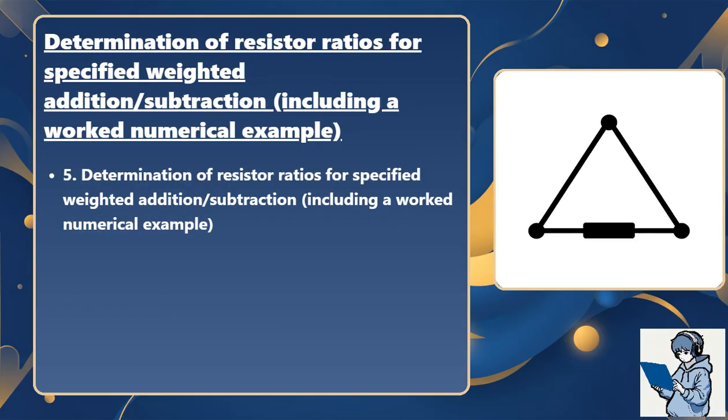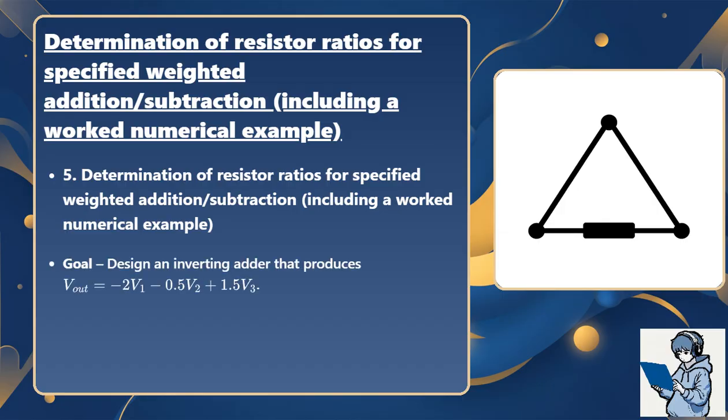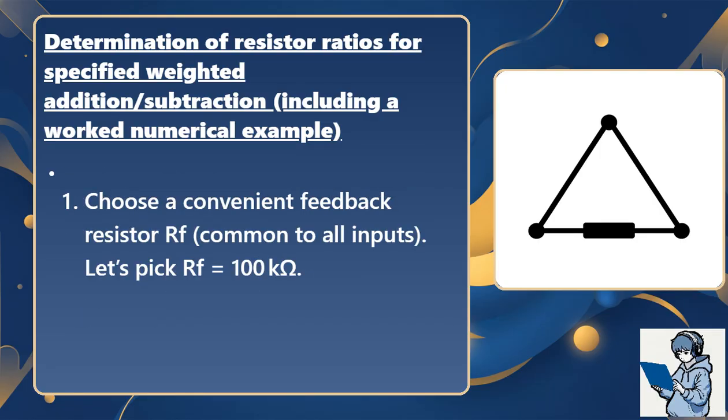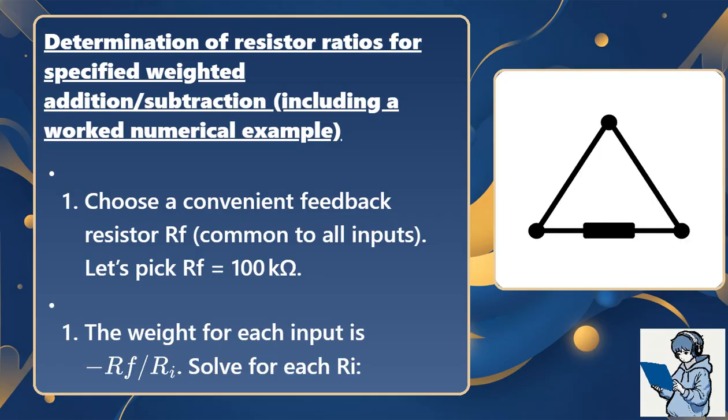5. Determination of resistor ratios for specified weighted addition/subtraction, including a worked numerical example. Goal: design an inverting adder that produces Vout equals -2 V1 minus 0.5 V2 plus 1.5 V3. Step by step. Step 1. Choose a convenient feedback resistor RF, common to all inputs. Let us pick RF equals 100 kilo ohms. Step 2. The weight for each input is minus RF over Ri.